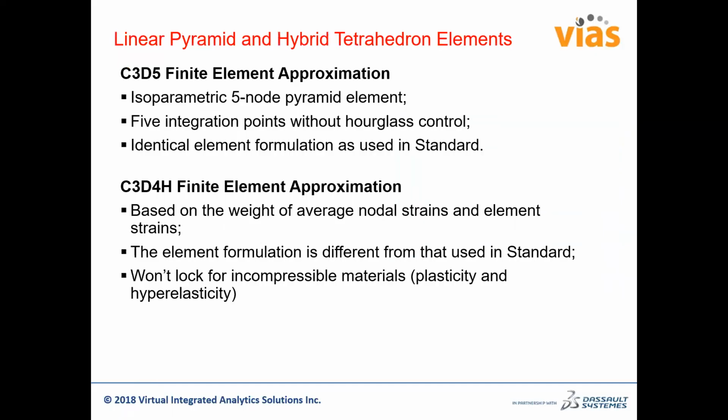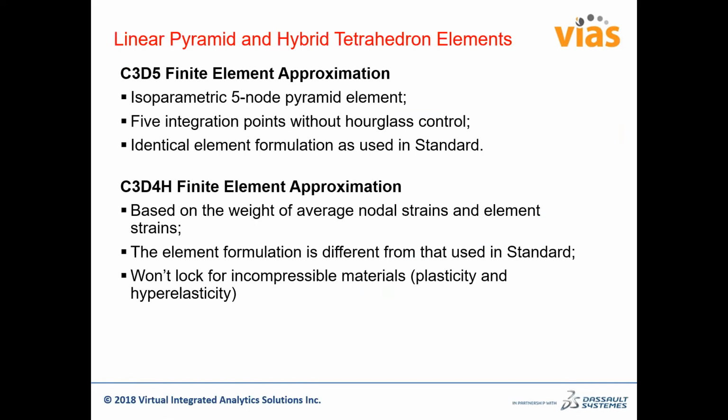We have a few enhancements, and very interesting enhancements in Explicit. We have a few new elements included in Explicit, and one of them is C3D5, which is a linear pyramid element. It is an isoparametric 5-node pyramid element. It has 5 integration points without hourglass control. I mean, you don't really need hourglass control on this kind of element. And it is an identical element formulation as used in Standard. So it was there in Standard, but it was not available in Explicit. But now we have it.